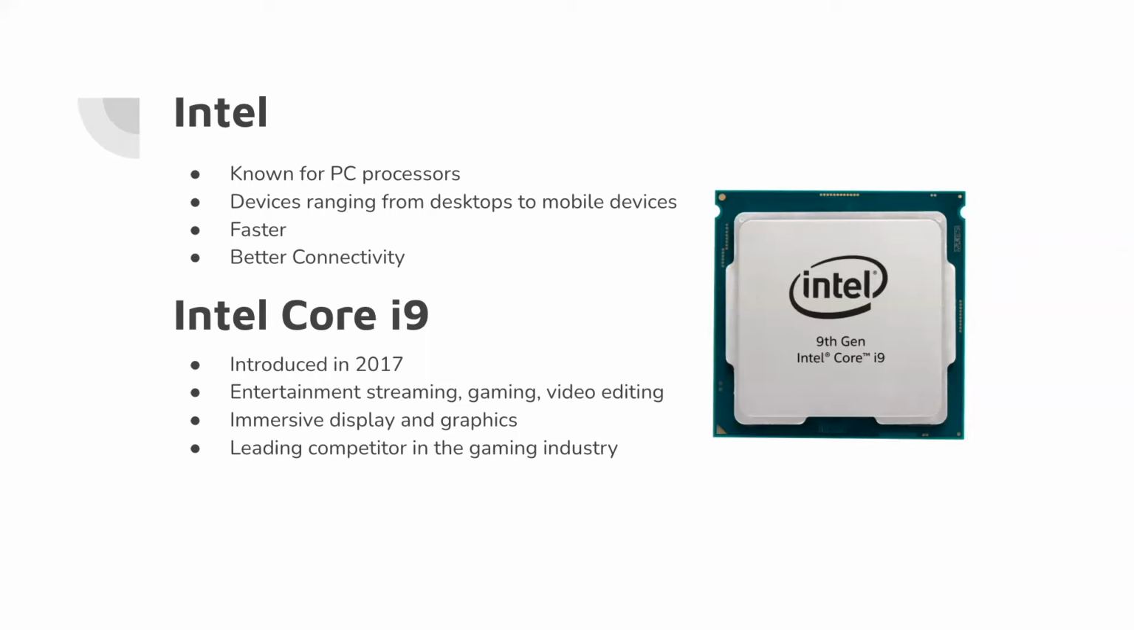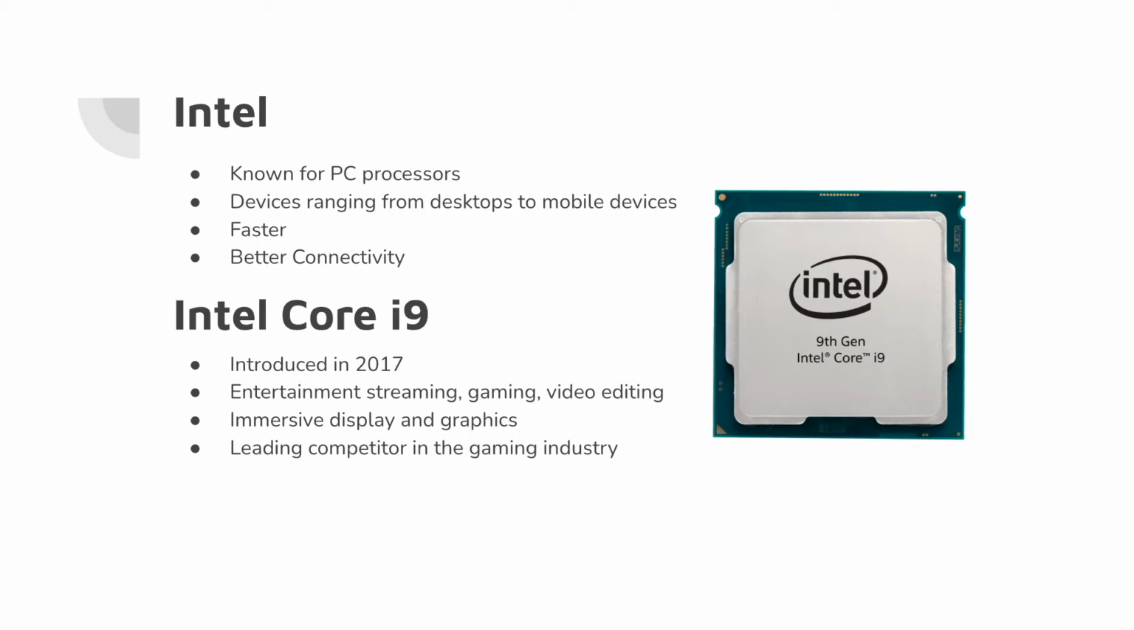Intel is a household name when it comes to manufacturing memory chips and processors. Many devices we see today, ranging from desktops to mobile devices, all use CPUs and microprocessors manufactured by Intel. Overall, Intel is known to have faster processors that allow for better connectivity. While Intel is primarily known for its x86 microprocessor, we wanted to focus on its latest installation of the Intel Core family of processors, which is the Intel Core i9.